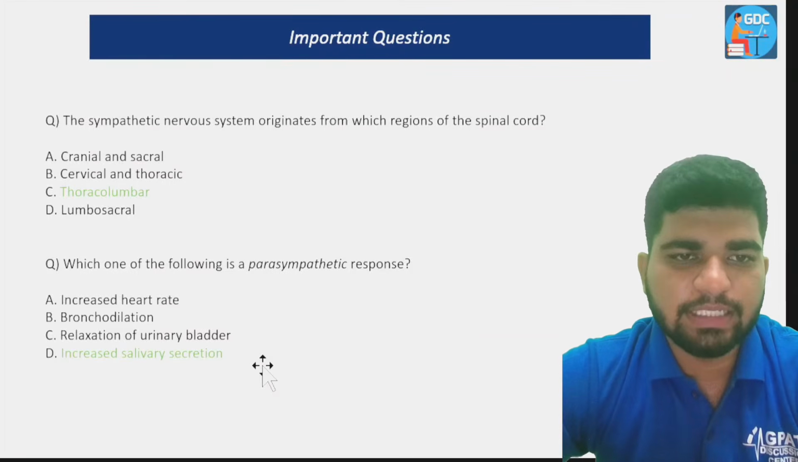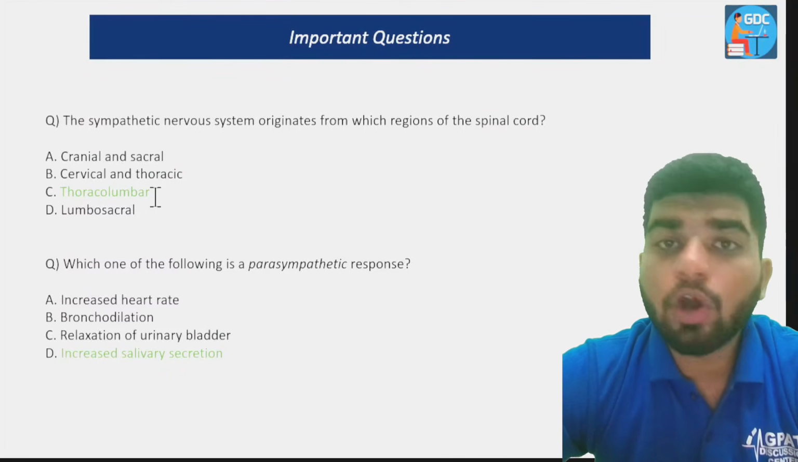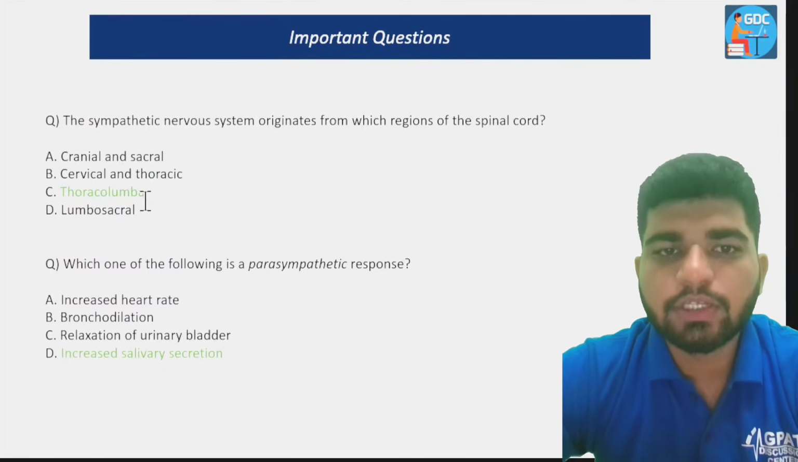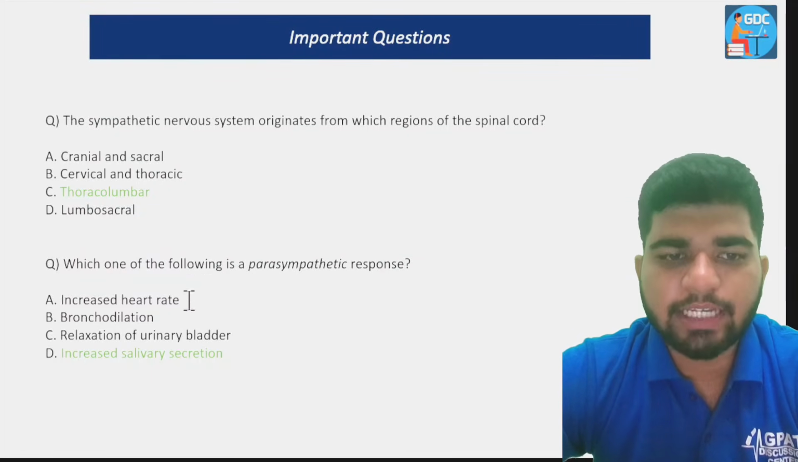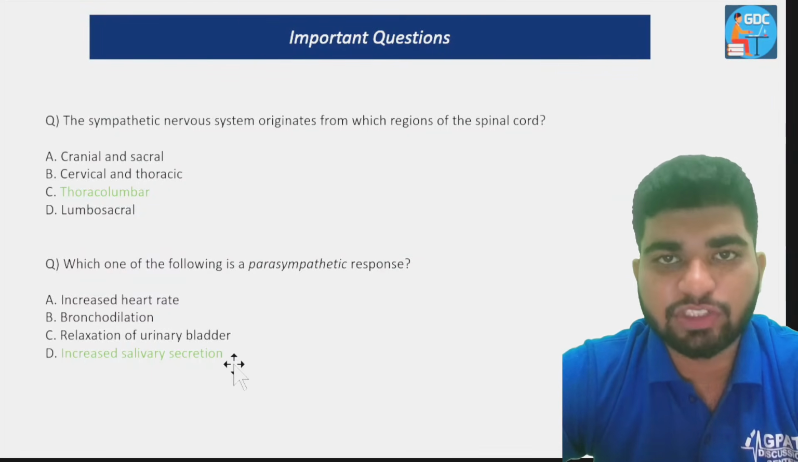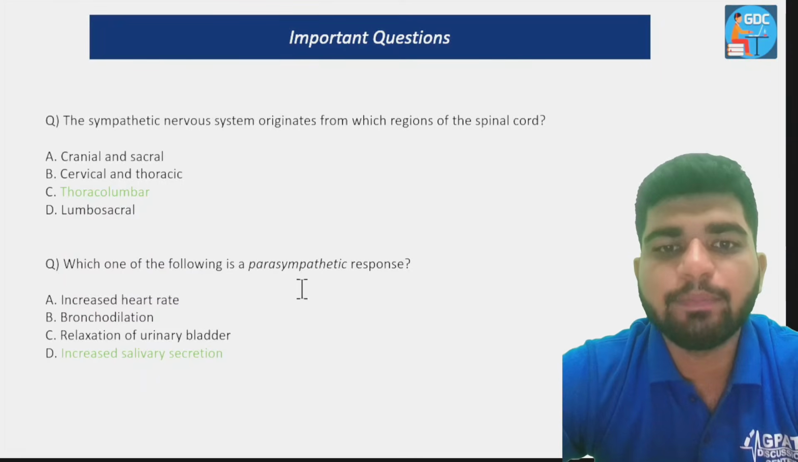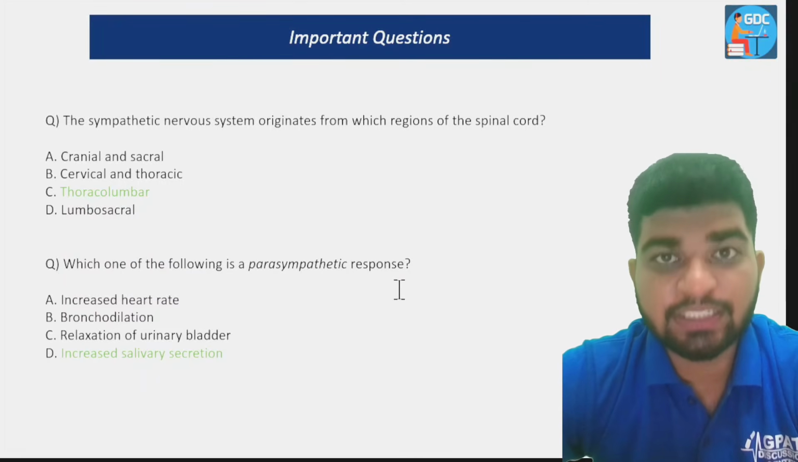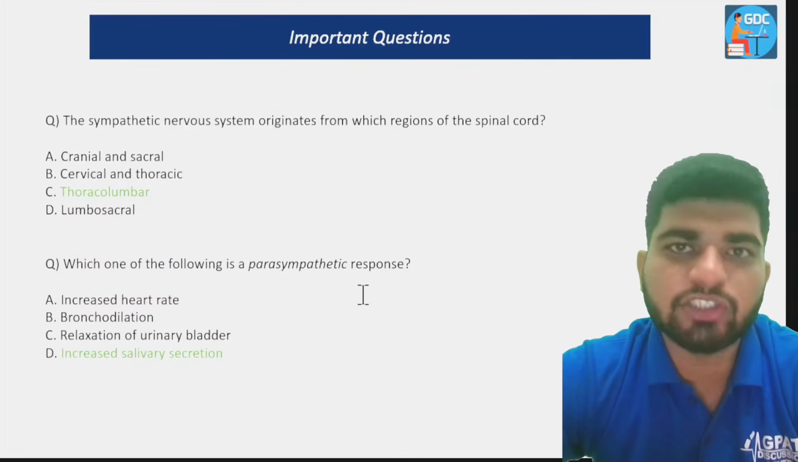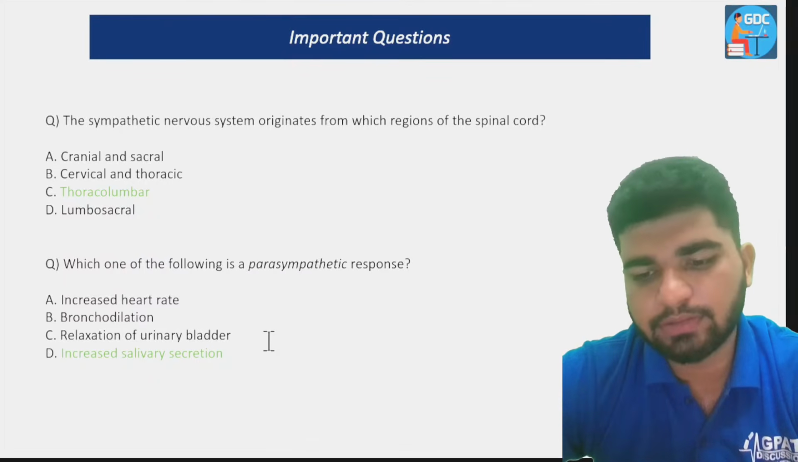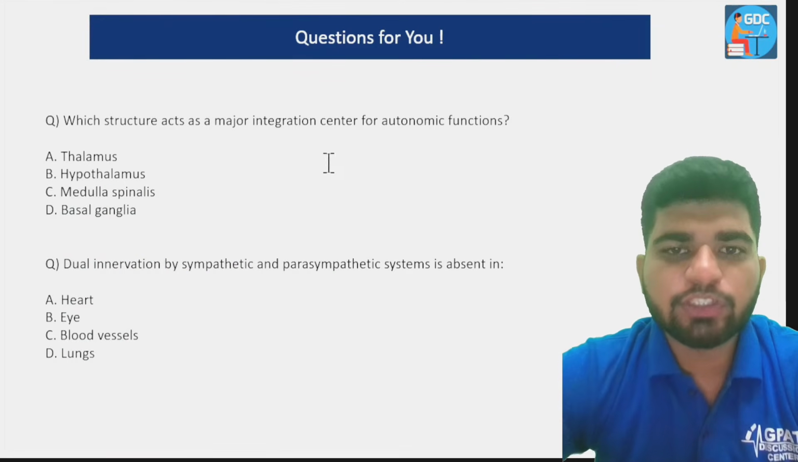Okay, so now let's see the answer. So thoracolumbar or dorsolumbar, these are the sites from which the sympathetic nervous system originates. And the second one is increased salivary secretion. Saliva is a parasympathetic response. That is SLUD: saliva, lacrimation, urination, defecation. Okay. So these are the questions for you.